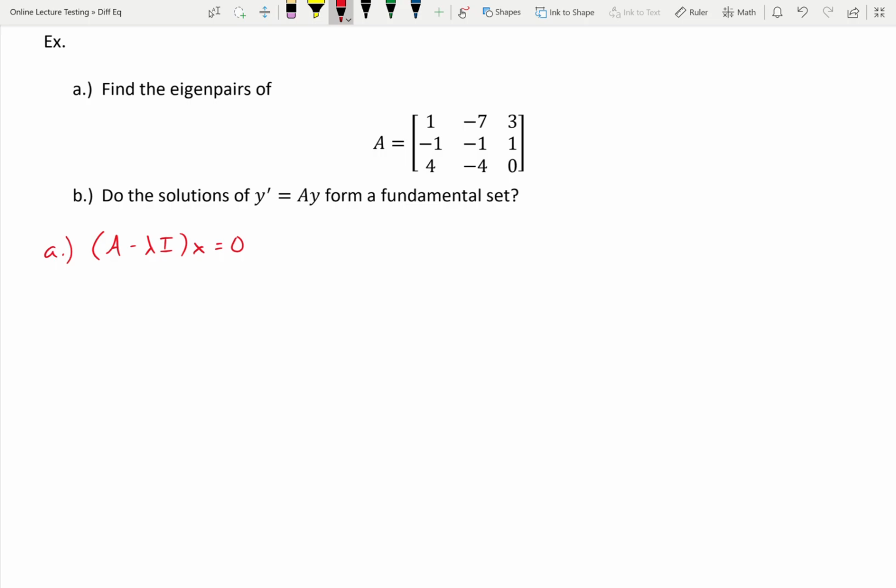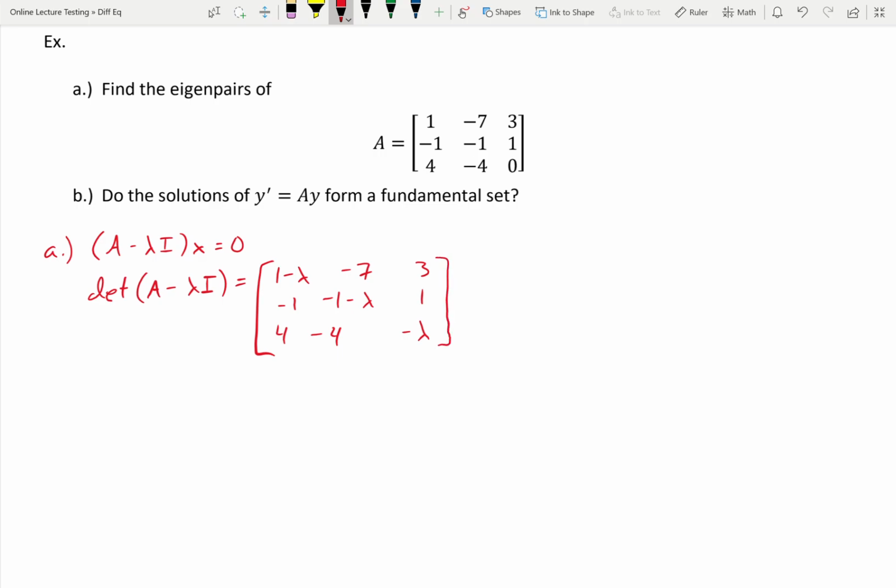So here, part A, again, we use the idea that to find our eigenvalues, we take the determinant of the matrix A minus lambda I. So for us, the determinant of A minus lambda I is equal to the matrix with rows 1 minus lambda, negative 7, 3; negative 1, negative 1 minus lambda, 1; 4, negative 4, and then negative lambda. Again, you only subtract on the diagonal.